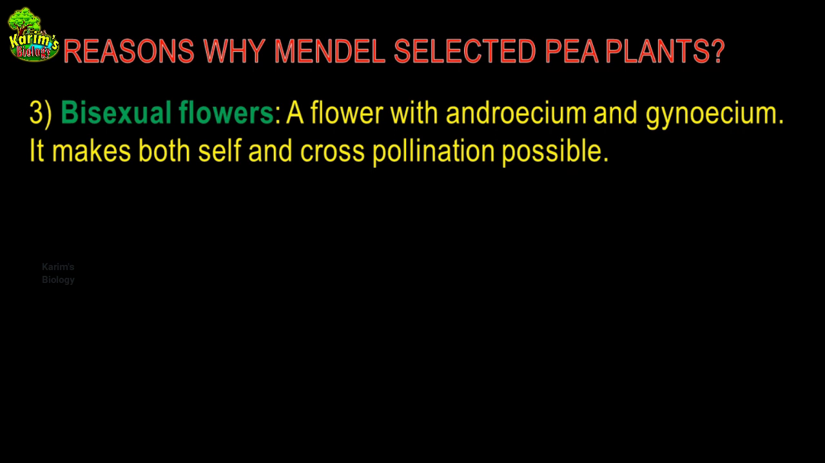So pea plants have bisexual flowers, which is one added advantage to Gregor John Mendel. You know why? When there are bisexual flowers, you can perform self-pollination in the flower. That means you can experiment by doing self-fertilization, or you can perform cross-fertilization. Both you can do. If the flower is unisexual, you can only perform cross-pollination, but you cannot perform self-pollination. So that is another advantage.